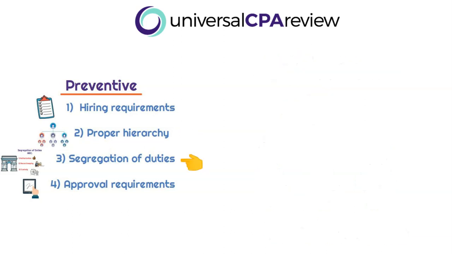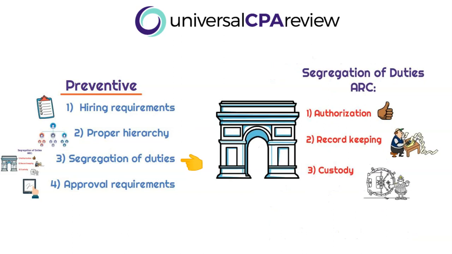The next control is segregation of duties. So when proper segregation of duties exists, that reduces the risk of fraud or error. And this is preventative because if we do have proper segregation of duties, well, it eliminates the opportunity for fraud and error to occur, right? So key control there. And again, just remember our ARC mnemonic, right? Because that talks about what types of duties should be segregated.